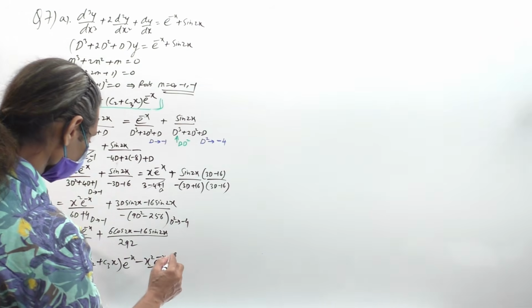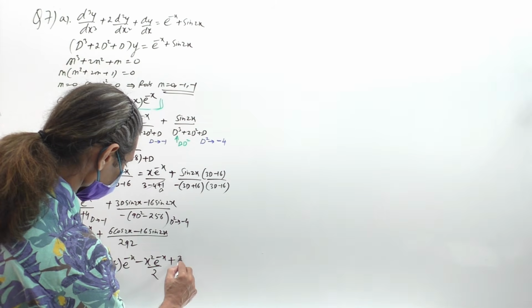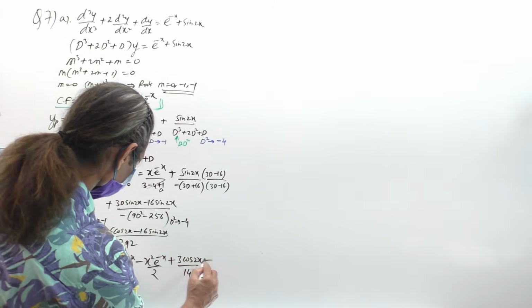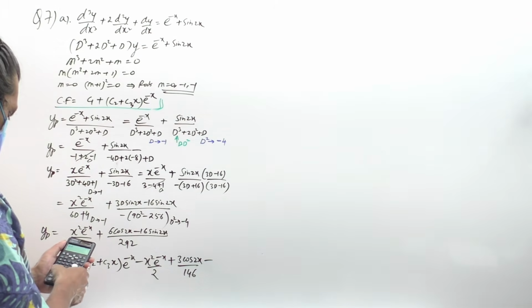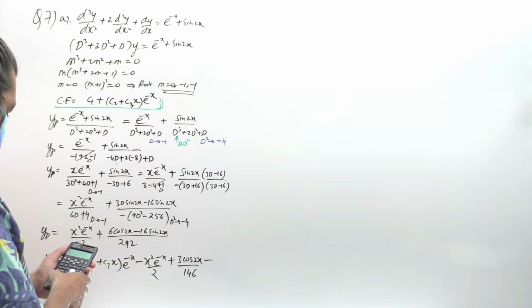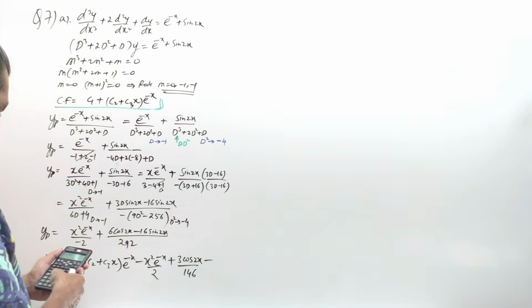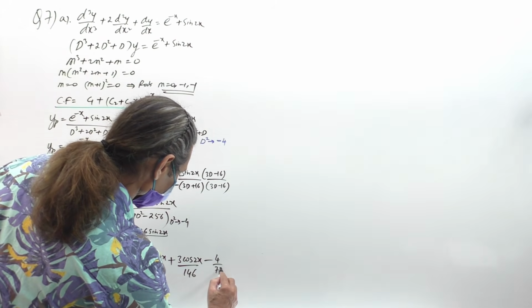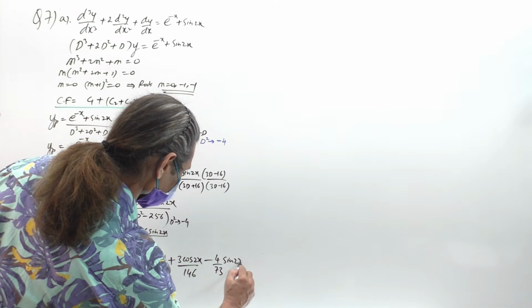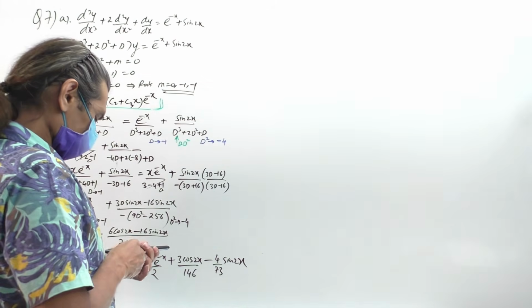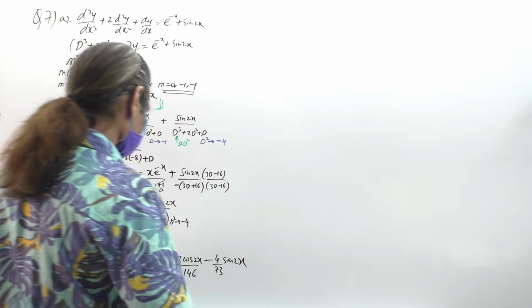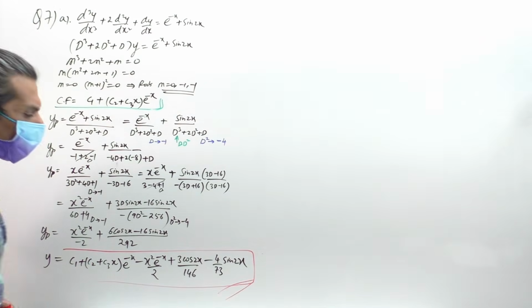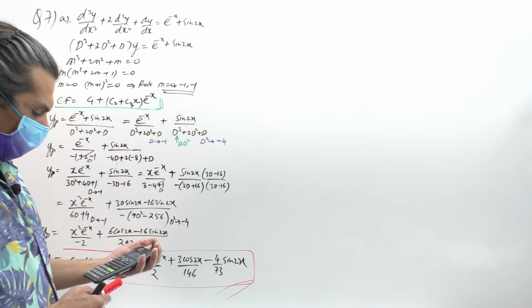So 3 by 146 plus 3 cos 2x by 146 minus 16 divided by 292, that is 4 by 73 minus 4 by 73 sin 2x. That's the final solution. So y is equal to what? Complementary function plus the particular integral. This is the solution. What you get? Please verify. Fine. So we are done with this question.